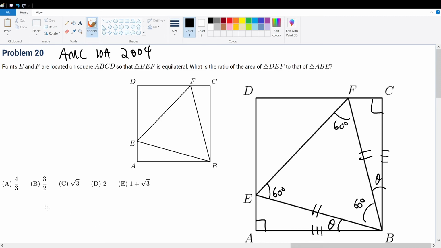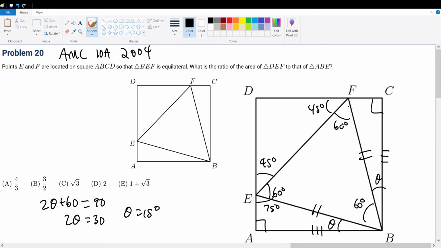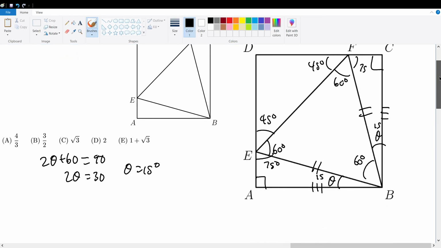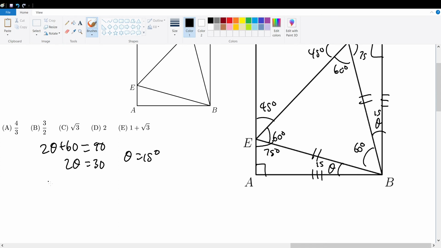Since they form a right angle, 2 theta plus 60 must give 90 degrees, so 2 theta must give 30, so theta must give 15 degrees. So if theta is 15 degrees, this is 75 degrees, this must be 45 degrees. So this is 45, this is 75, this is 15, and likewise for this theta. Now, given these theorems, what can we say about area DEF to area ABE? To do that, I'm going to scroll down and we can begin the working process.